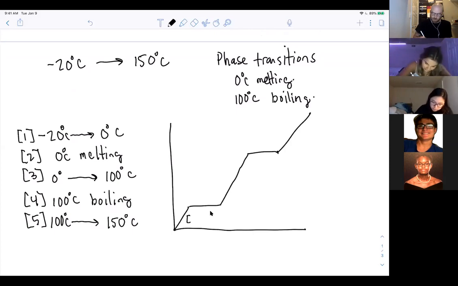So this would correspond to process 1. This would correspond to process 2. This would correspond to process 3. This would correspond to process 4. And this would correspond to process 5.